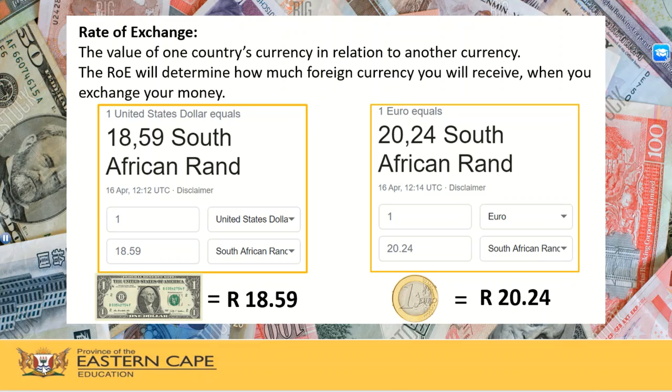The second example on your screen is that of the euro, and also given on the 16th of April this year. 1 euro equals 20.24 South African rand. So in order to go and buy 1 euro, it would cost you 20 rand and 24 cents. And that is referred to as the rate of exchange.